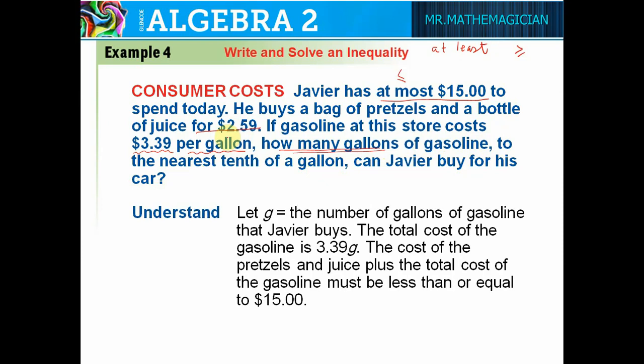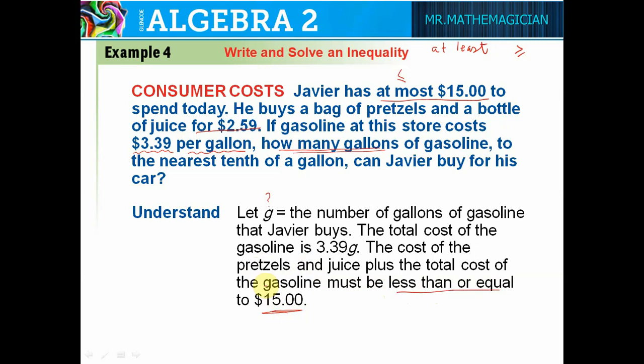So let's summarize the problem. Let G equal the number of gallons of gasoline that Jafir buys, and we need to find what this G is. The total cost of the gasoline will be 3.39 G, of course, the price of 1 gallon multiplied by the number of gallons. The cost of the pretzels and juice plus the total cost of the gasoline, pretzels and juice and gasoline together must be less than or equal to $15, because this is the maximum amount he has.